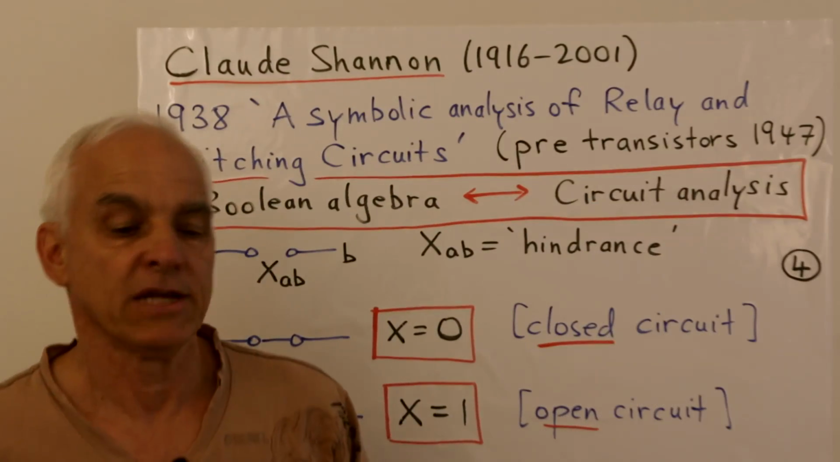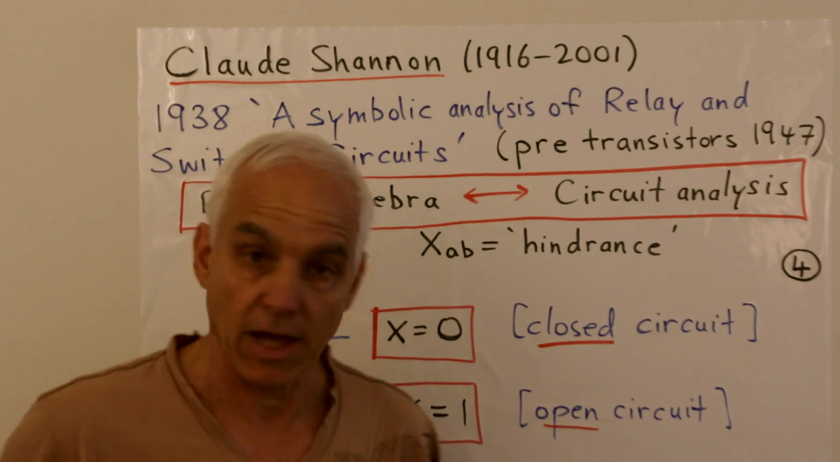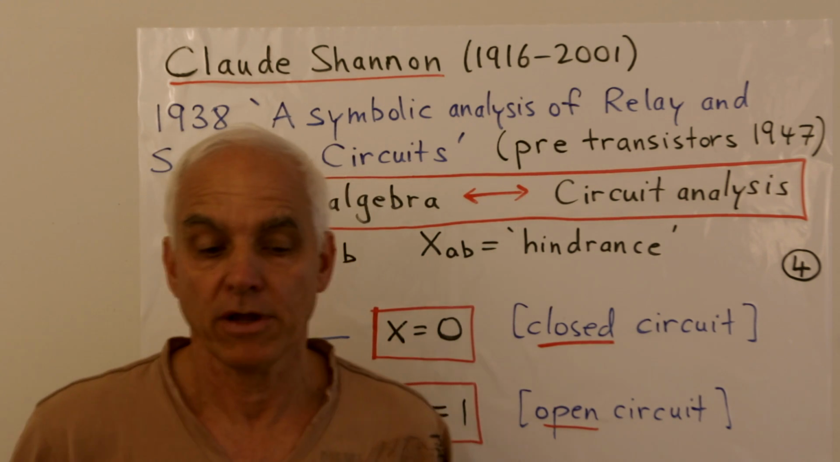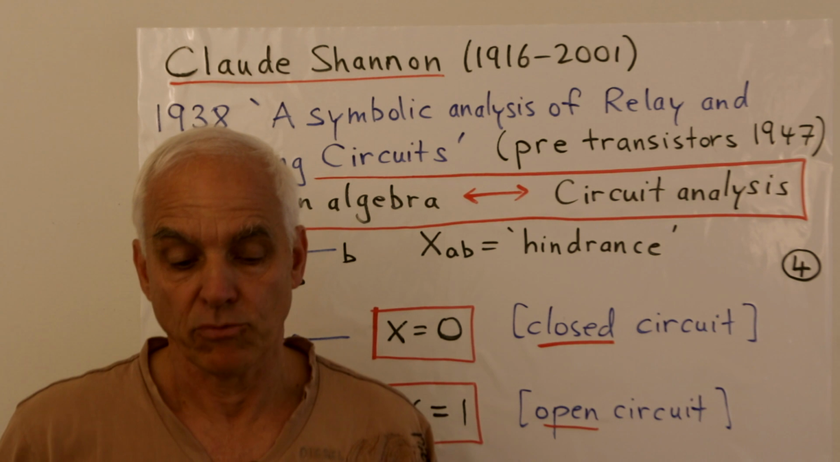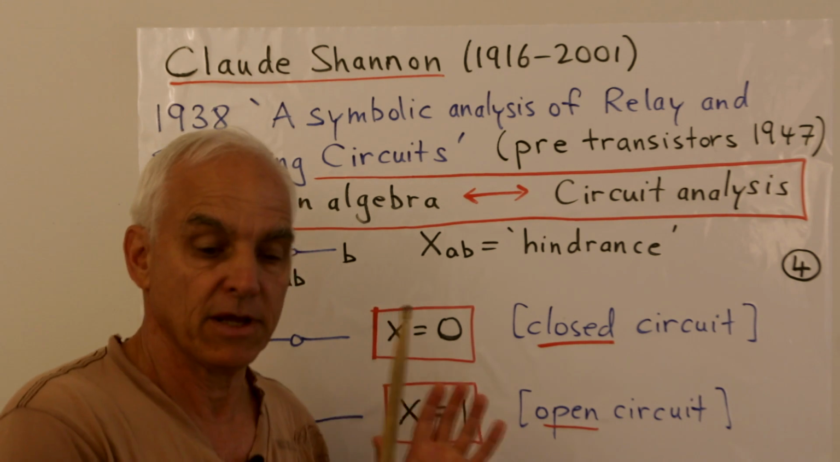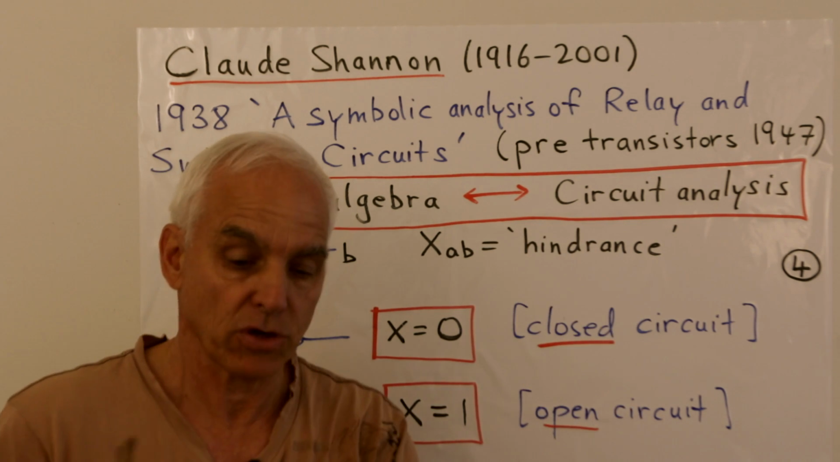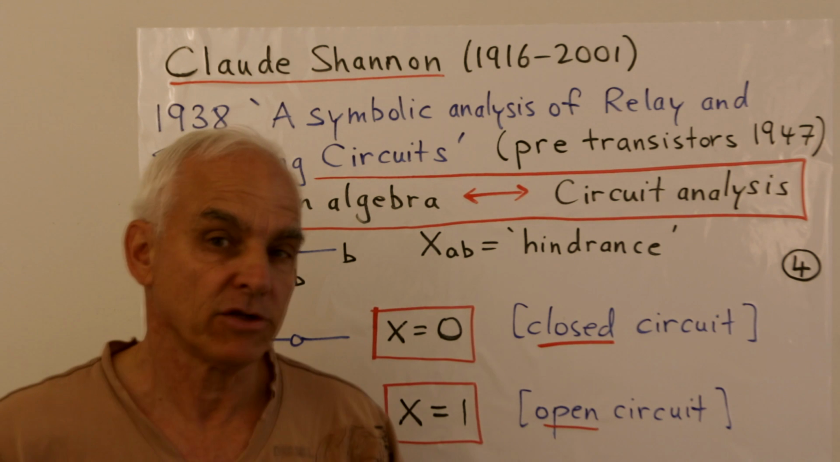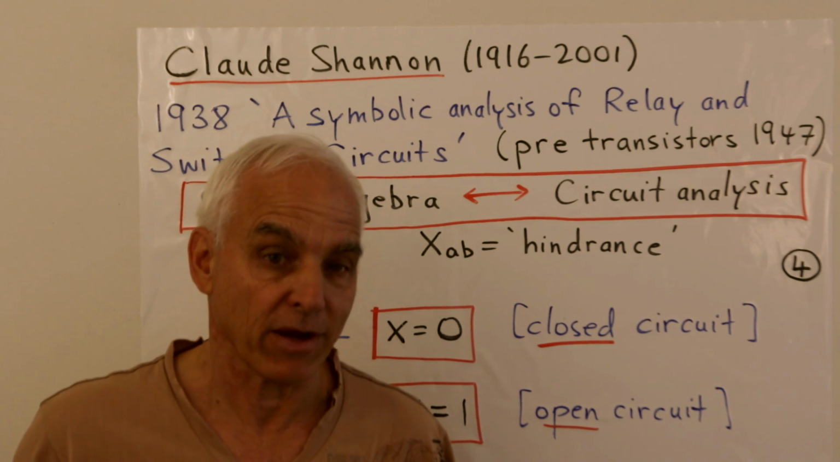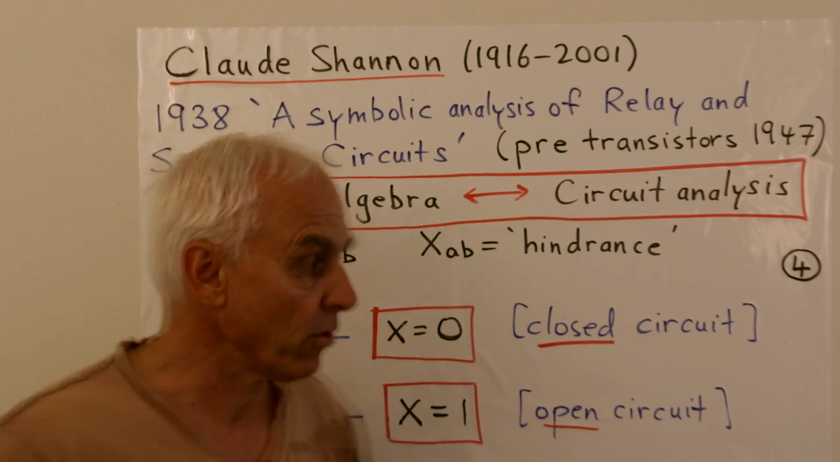Okay, and now we come to the central figure here, which is Claude Shannon, who lived from 1916 to 2001. An American electrical engineer and a brilliant fellow who not only introduced the connection between Boolean algebra and circuit analysis, but also went on to found information theory, which is also a very hugely important development in the modern world.